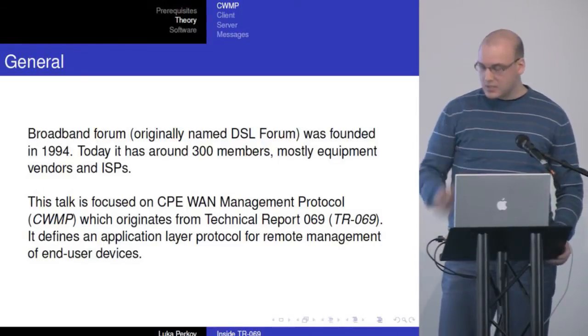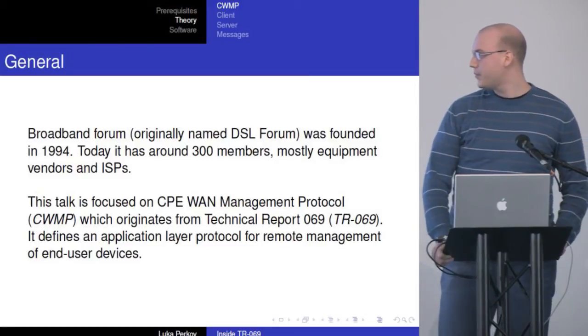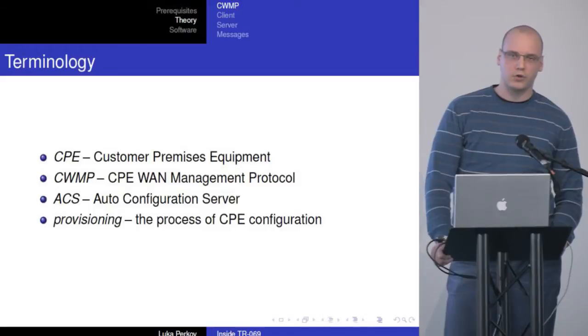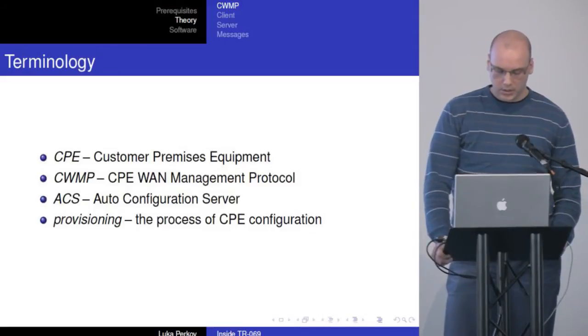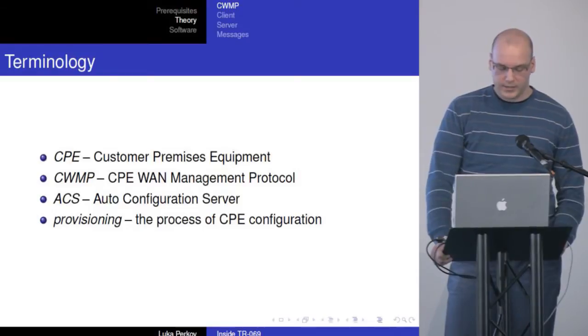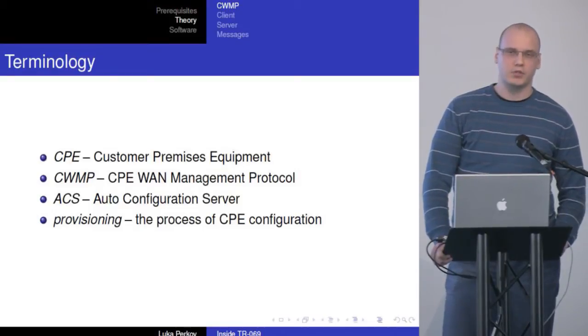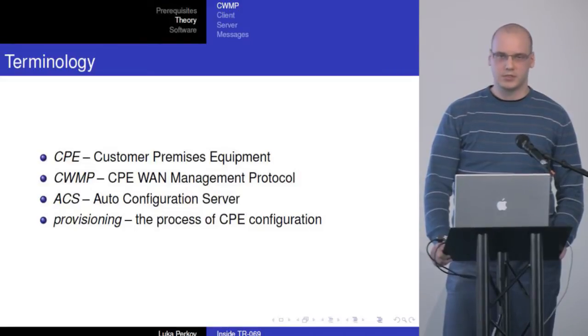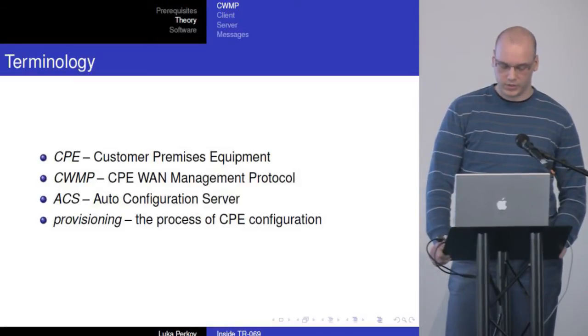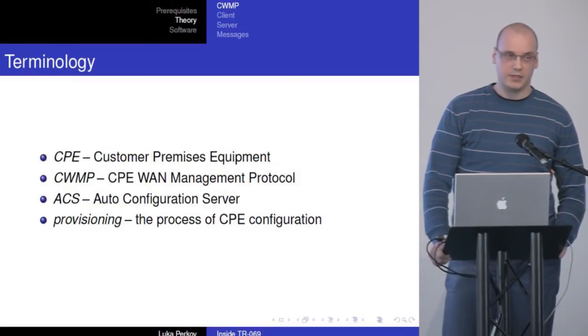So let's discuss a few terms. We have CPE, customer premises equipment. It's your customer's home router. CWMP is the CPE WAN Management Protocol. ACS is the auto configuration server. It is the server which configures the CPE. And we have provisioning. It's the process of configuration of the CPE devices.